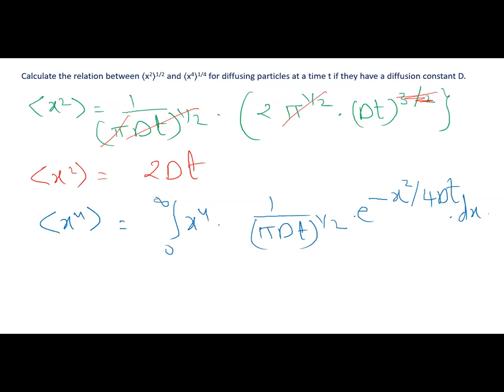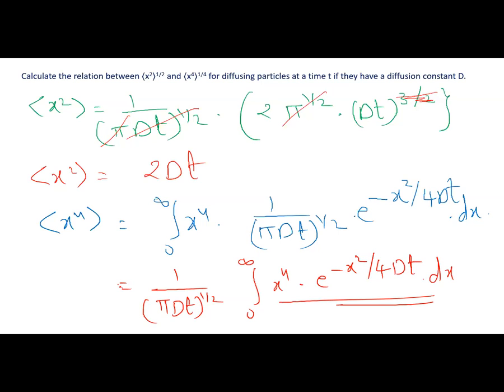Again, we can similarly solve this equation too. This is a constant, so it comes out of the integral. Again, the integral from 0 to infinity of x^4 times e^(-x²/4Dt) dx. This is again a standard integral, which has a solution of 12 times square root of pi times (Dt)^(5/2).